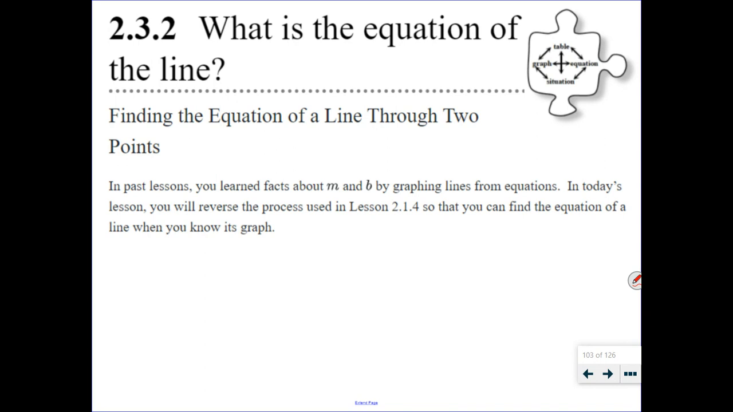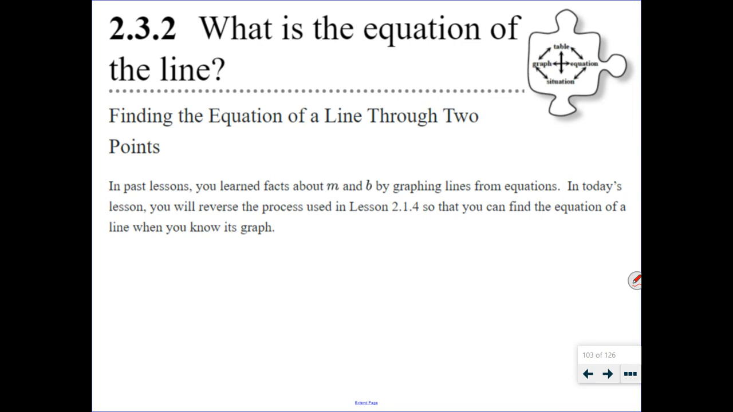We are going to start our lesson for today. So lesson 232, what is the equation of a line? Finding the equation of a line through 2 points. So yesterday, or actually this morning, we just talked about finding the equation when I know 1 point and the slope. Now what if I know just 2 points on the line and not the slope, okay?